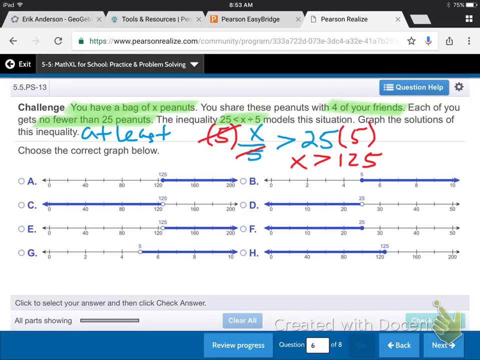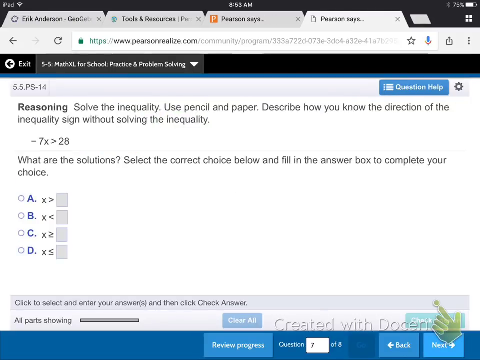So we're looking for an open circle at 125, and if x is greater than 125, then the arrow has to be facing the right, to the right. So it looks like this is our answer right there, right? Open circle at 125 with the arrow pointing to the right, to the numbers that are greater than 125. Perfect. All right, boys and girls, we're almost done.